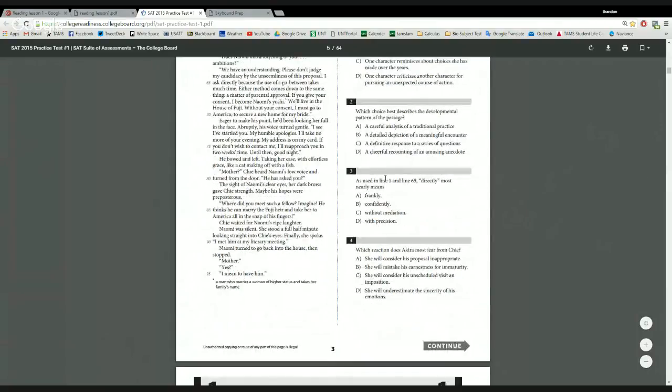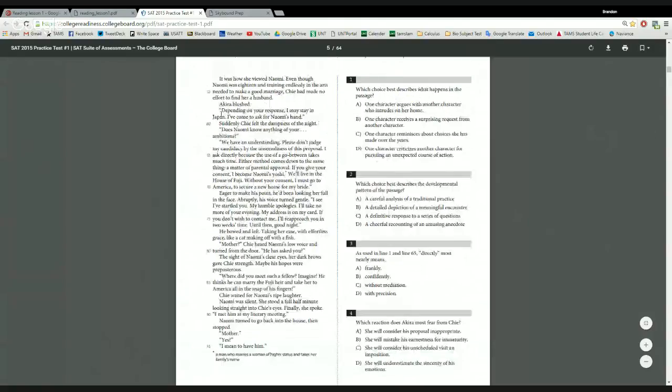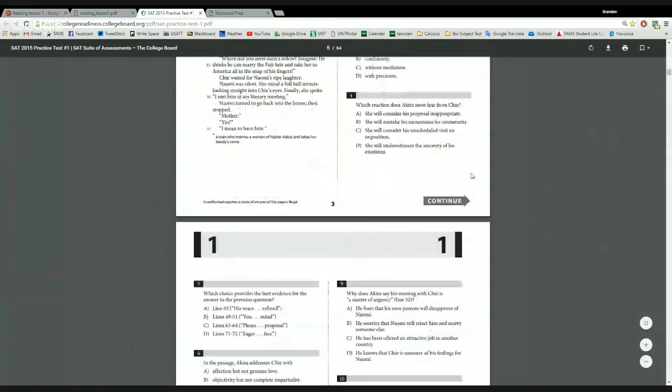We went through 4. Which reaction does Akira most fear from Chi? So, this question, if you read the passage, you should recall that right here we have: please don't judge my candidacy by the unseemliness of this proposal. So he's fearing something, and it actually seems to be right here. So what matches that? Rewording it basically. She will consider the proposal inappropriate. That seems like the correct answer.